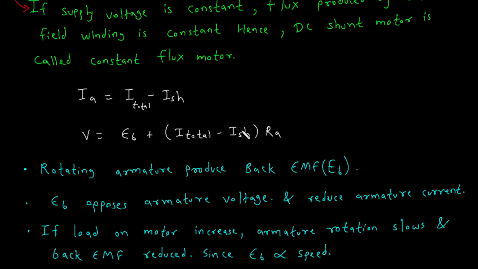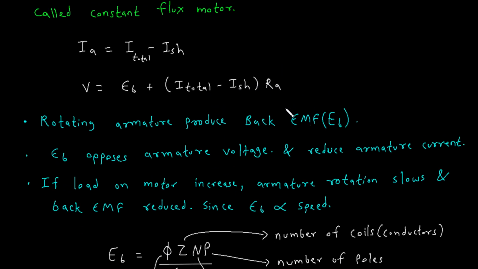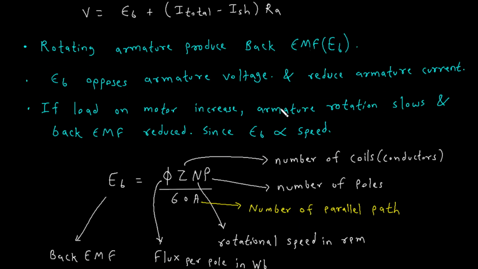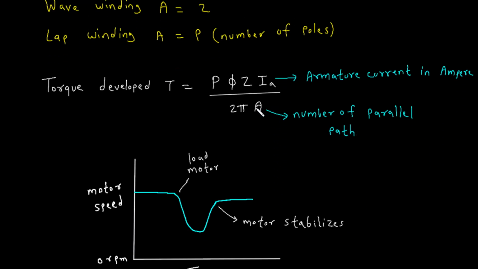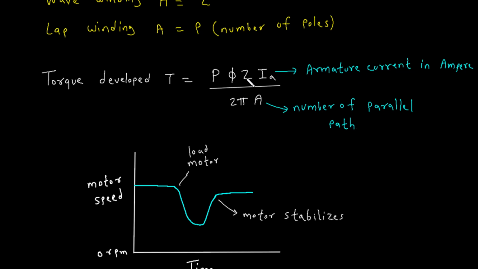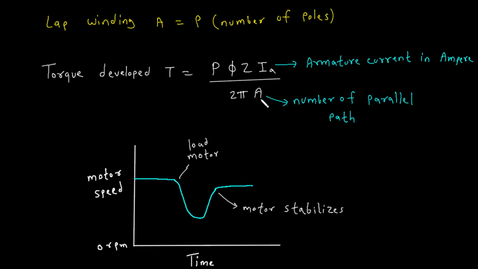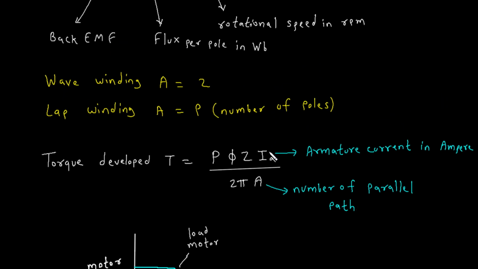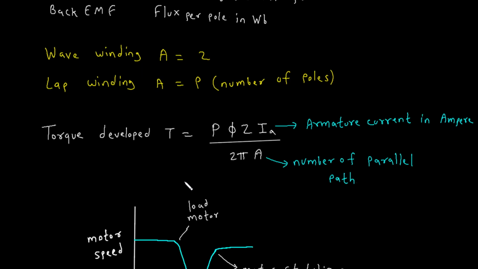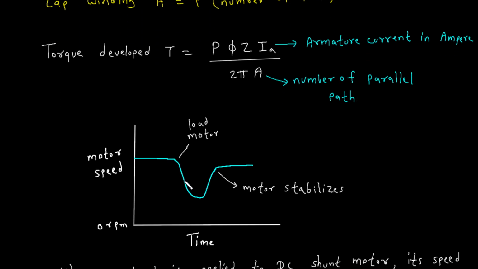Let's talk about torque production in a DC shunt motor. The torque equation is T equals P phi Z IA divided by 2 pi A, where P is the number of poles, phi is the flux per pole, Z is the number of conductors, IA is the armature current, and A is the number of parallel paths. The torque produced by the motor is directly proportional to the armature current, IA. As the armature current increases, the torque increases, and vice versa. This relationship allows the motor to provide the necessary torque to drive the load.